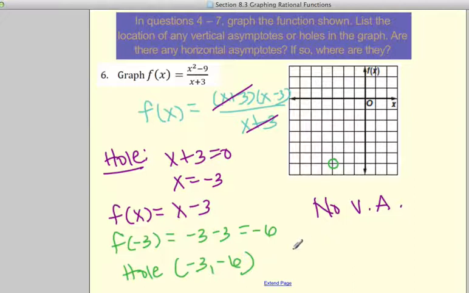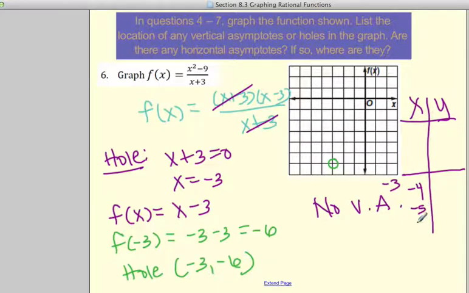All right, so now I need to go ahead and graph the rest of this. Well, I would recommend making your table based around your hole, since there is not a vertical asymptote. So at -3, so just think -3. Let's think of numbers less than -3: -4, -5, -6, and then numbers greater than -3: -2, -1, 0. Okay, and what you do is you're going to plug those into what is left here.